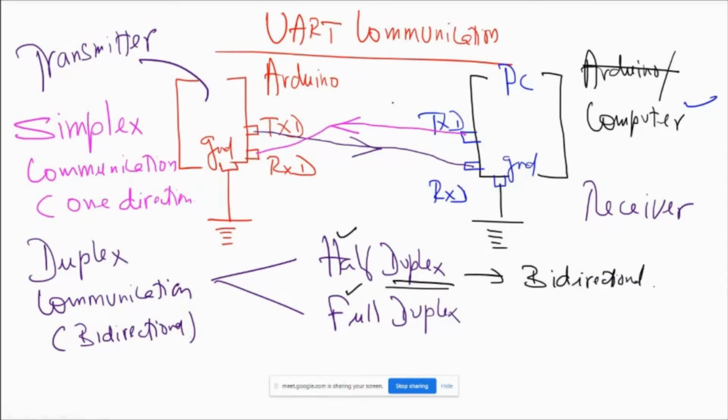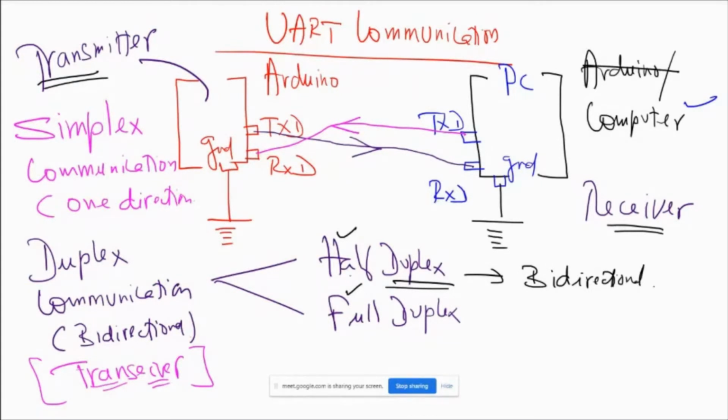The words transmitter and receiver are applicable only for simplex communication, where one fellow is transmitting and the other fellow is receiving. In duplex communication, we use a terminology called transceiver. Why is it called transceiver? Because a single device acts as both transmitter and receiver. If you take Arduino, it transmits via the transmit pin, and at the same time, it also accepts data via the receive pin. So it acts as both a transmitter and a receiver, and is combinedly called a transceiver.